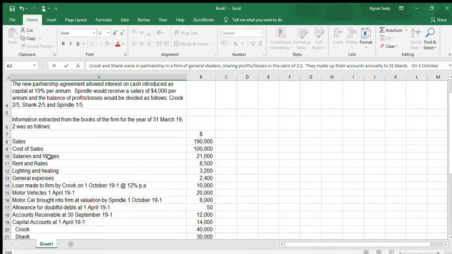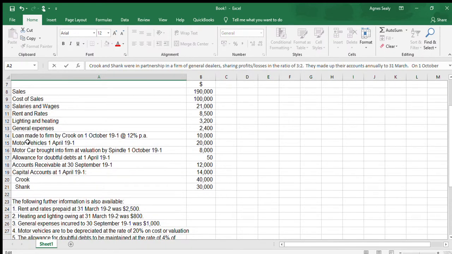Then we have some expenses like wages and salaries of $21,000, rent and rates $8,500, light and heating $3,200, general expenses $2,400. We also had a loan made to the firm by Crook on the 1st of October 19-1 at 12% per annum of $10,000. So the loan from Crook was $10,000 to the firm.